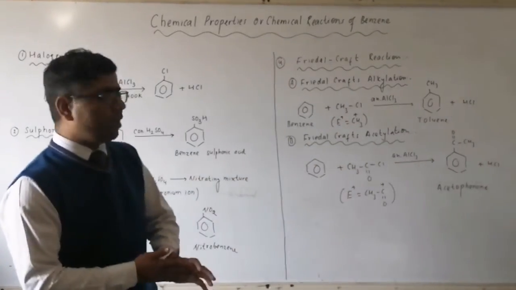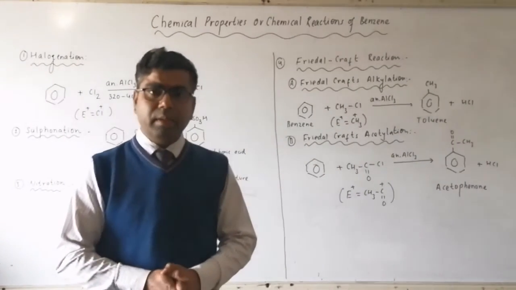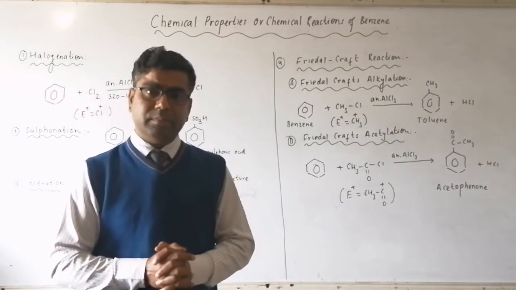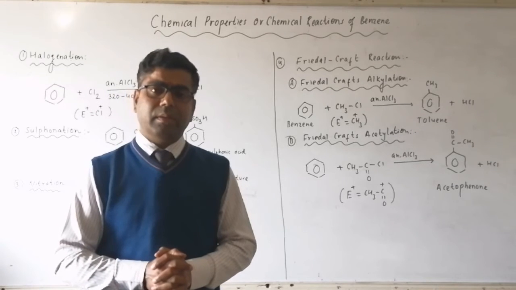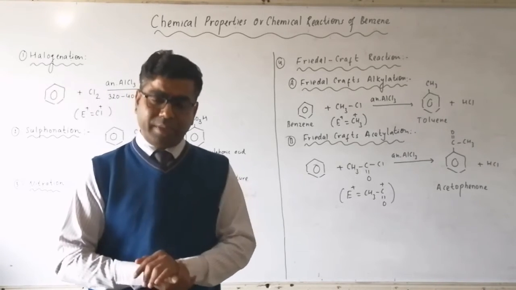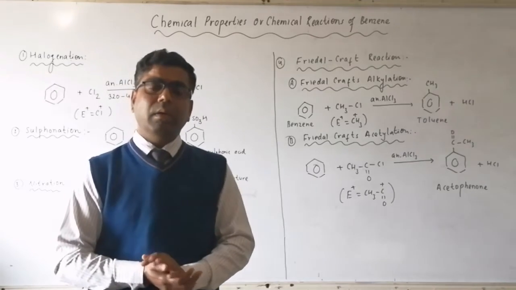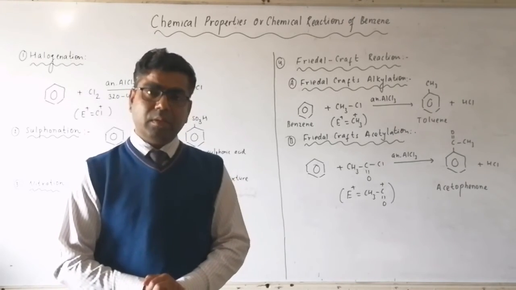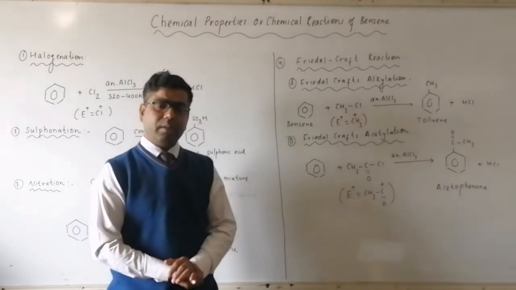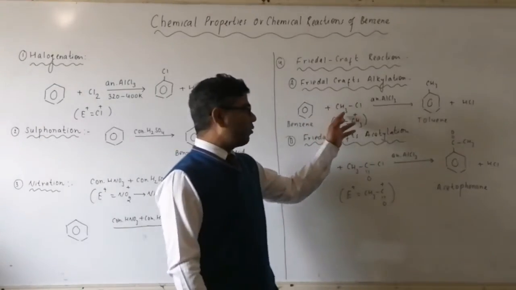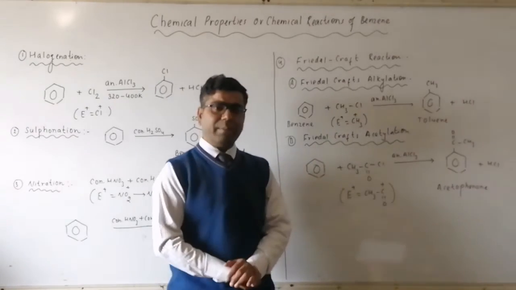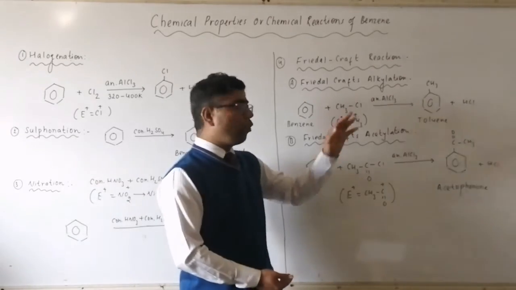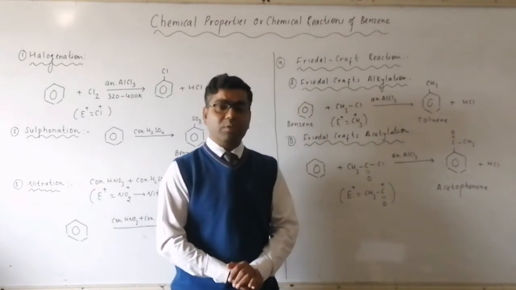Then comes Friedel-Crafts reaction. Remember, in Friedel-Crafts reaction, attack of a carbocation as an electrophile takes place over the benzene ring, and here we require the presence of a Lewis acid like anhydrous AlCl3. So here benzene is made to react with CH3Cl in the presence of anhydrous AlCl3. Anhydrous AlCl3 carries out heterolytic cleavage between carbon and chlorine, because here it works as a halogen carrier.